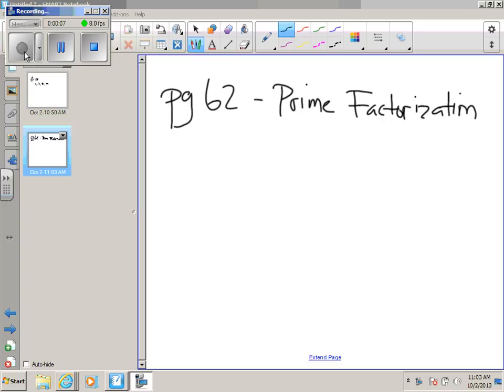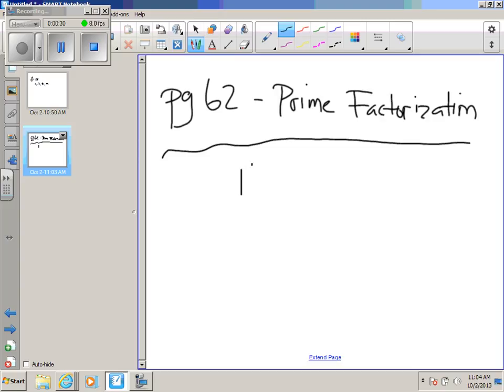Prime factorization is what we'll be exploring today. And prime factorization is a process by which we take a look at a given number. For example, let's start off with the number 16.